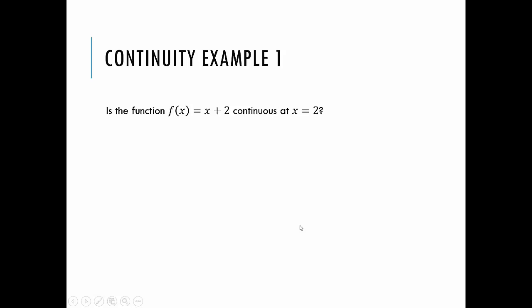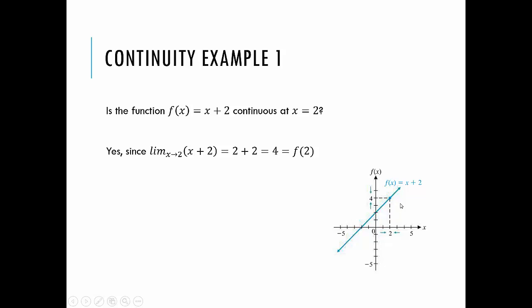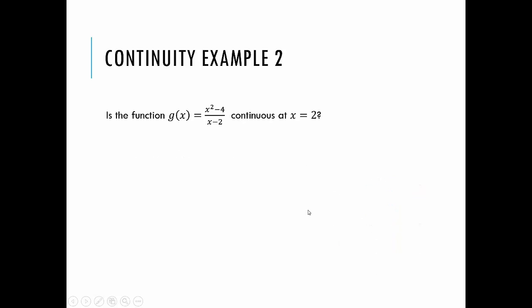So how about this function, f of x equals x plus 2? Is it continuous at x equals 2? Well, think about this. This is a line, right? It's linear. If we took the limit and we see that the limit as x approaches 2 is equal to the value of the function, then it would be continuous. How about this function? Is it continuous at x equals 2?